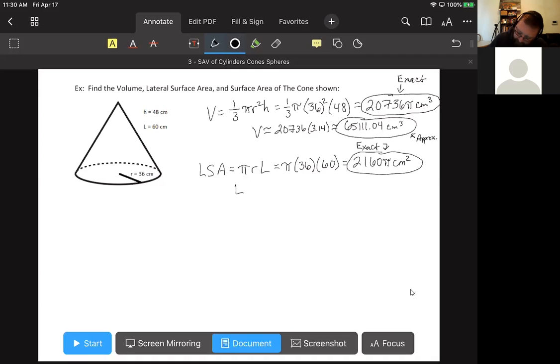And then once again, we're going to find the approximate lateral surface area by plugging in 3.14 for pi. So 2,160 times 3.14 gives us an approximate lateral surface area of 6,782.4 square centimeters. And I will be asking for both.